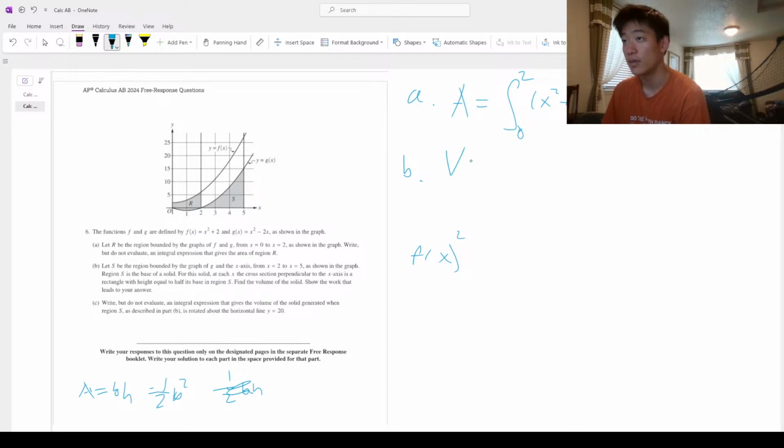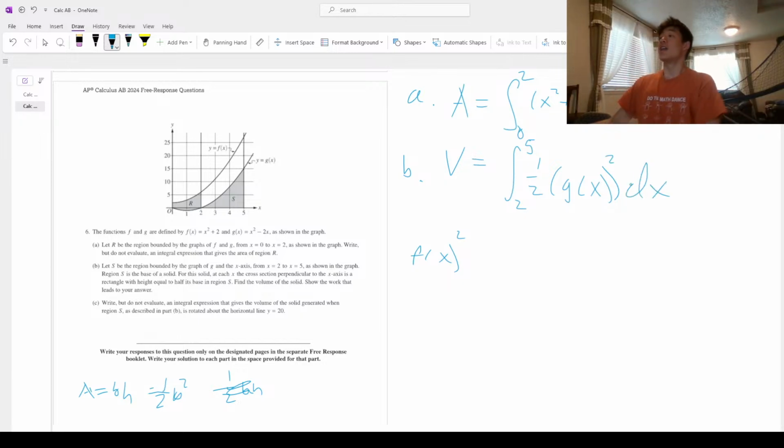Okay, so the volume equals the integral from 2 to 5. Oh, what the heck? This is a gnarly integral. Okay, g of x is just 0, but luckily it's just bounded by g of x and 0. So the base is just g of x. So it's 1/2 times g of x squared dx. That is not very nice to evaluate at all. In fact, it's so bad that I don't even want to do it, but I am going to anyways.